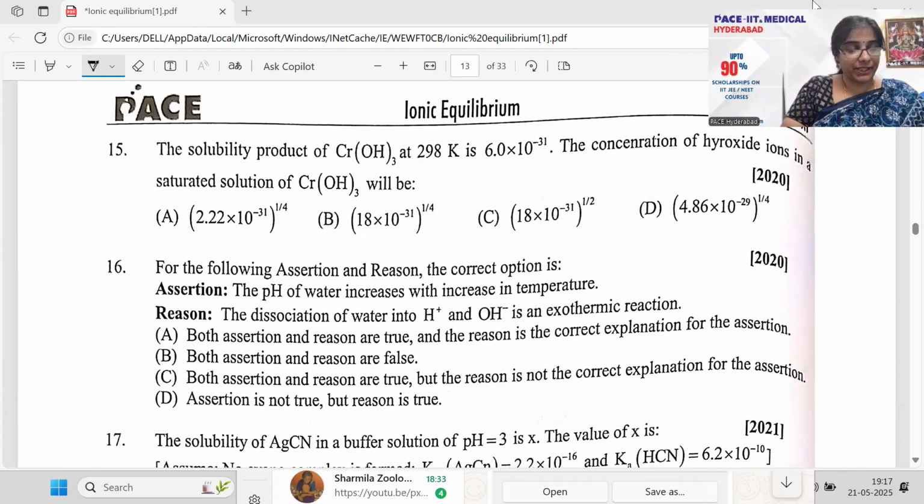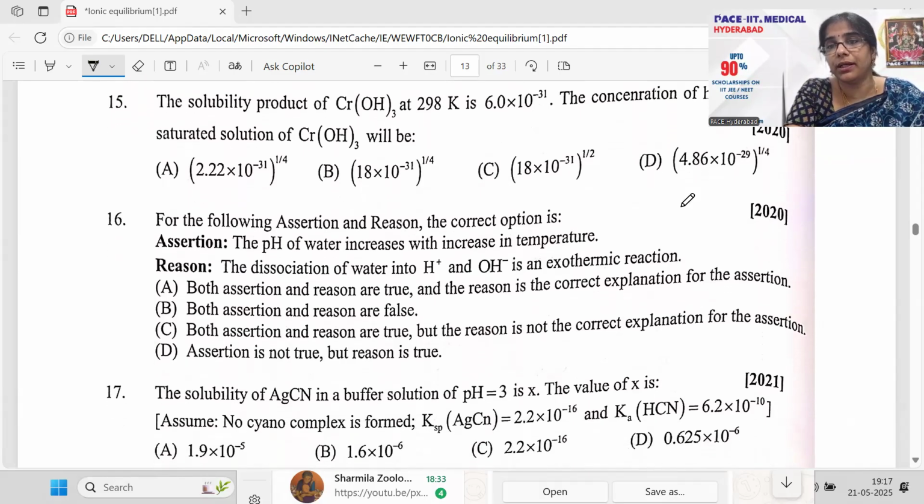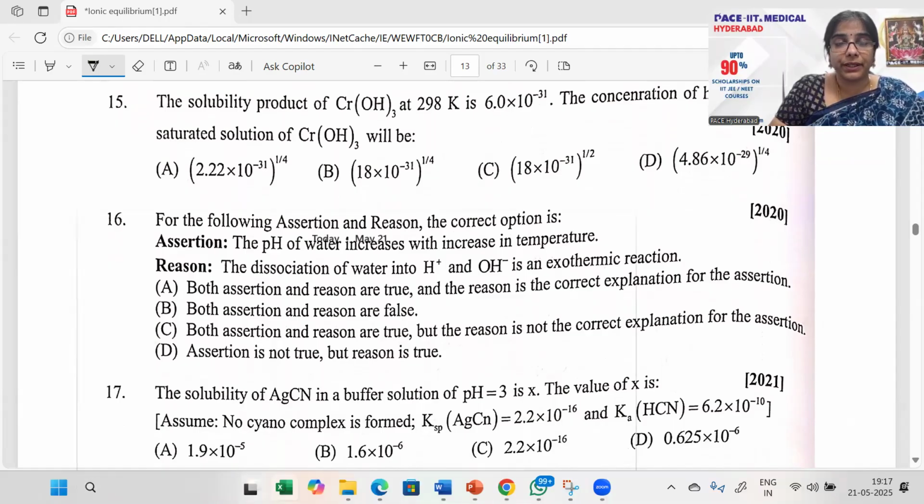Next question, number 15. So solubility product पूछते ही definitely I would go on with my salt hydrolysis. 2020 का question है ये, right? So yeah, go on.